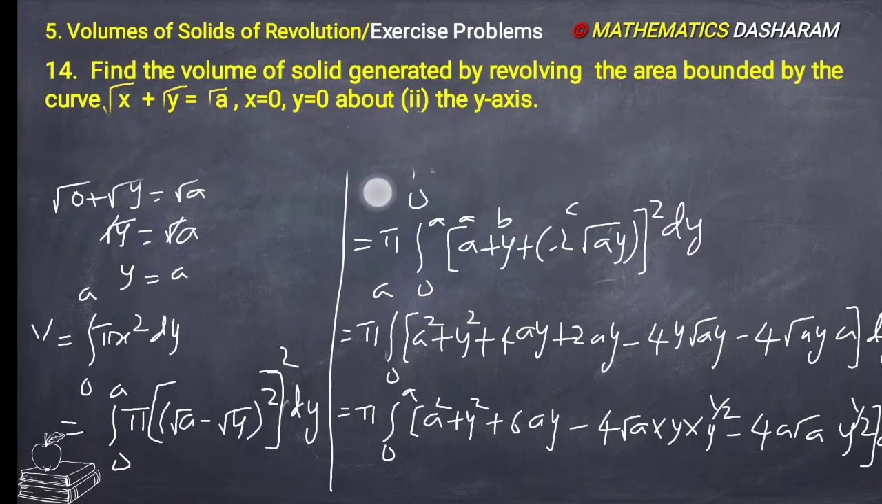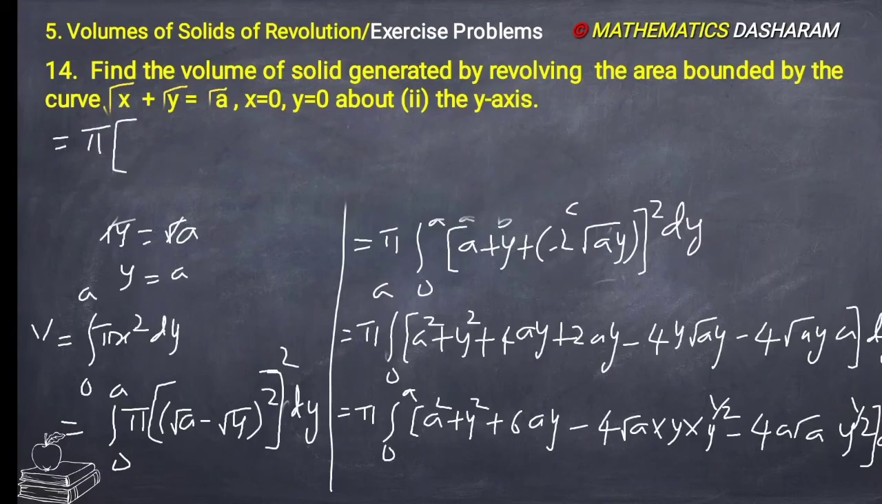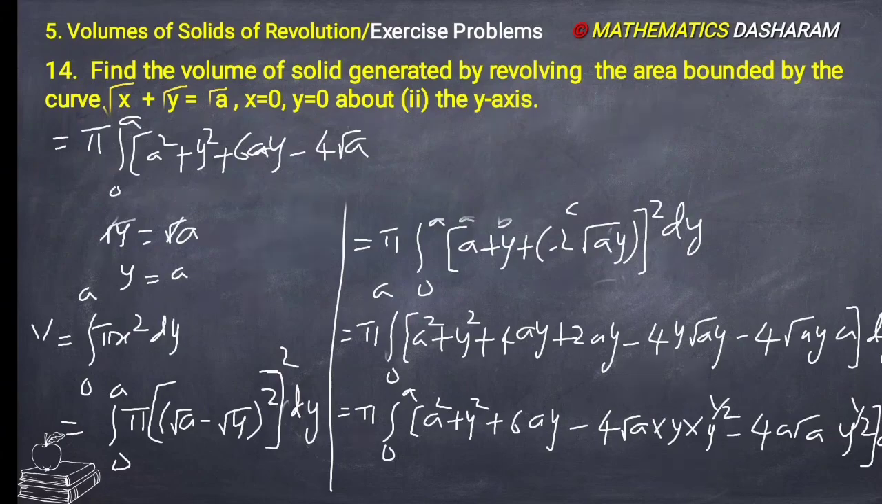So next, it is equal to pi into integration 0 to a of a square plus y square plus 6ay minus 4 root a. Next here y into y to the power of 1 by 2, y to the power of 3 by 2, minus 4a into root a into y to the power of 1 by 2, whole dy.